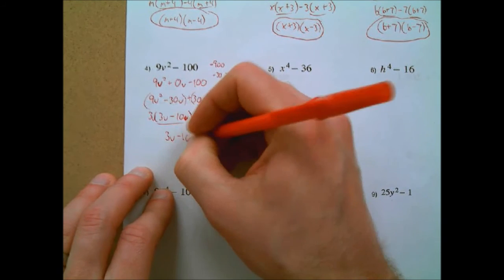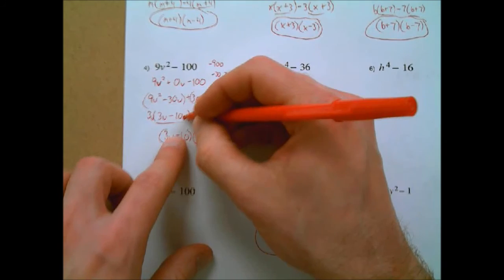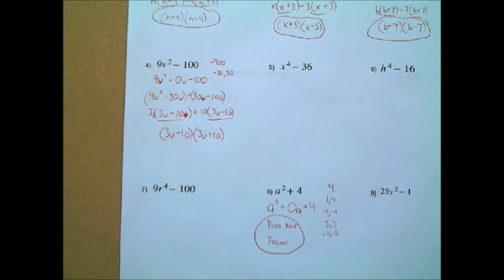Wait, and we'll be. Not 10b or is it 10b? It's not 10b. I apologize. I made a mistake there. It's supposed to be just 10 minus 10. And so we get this.